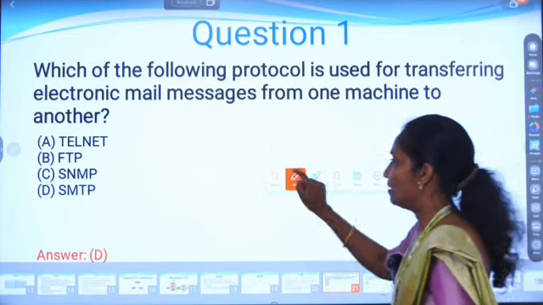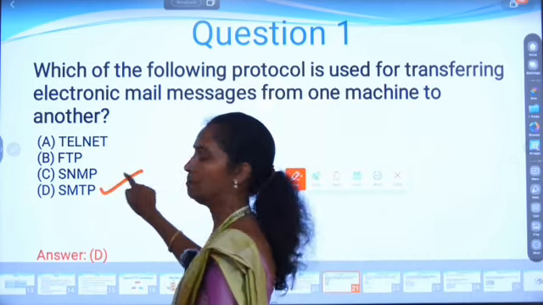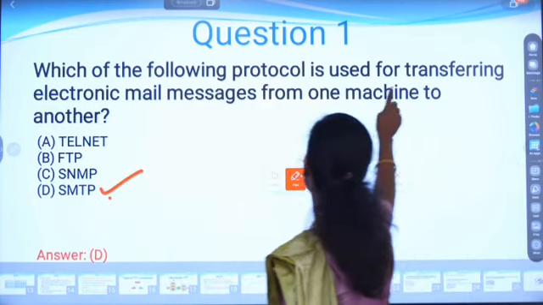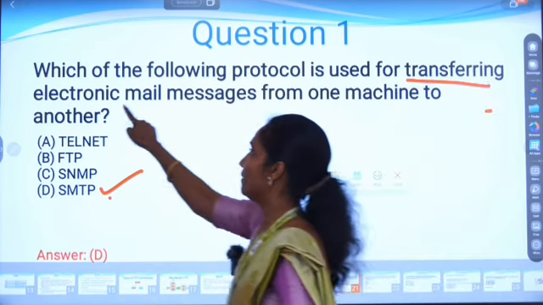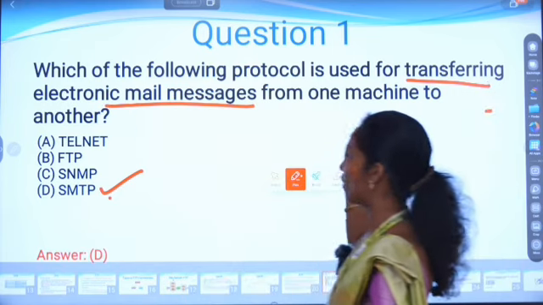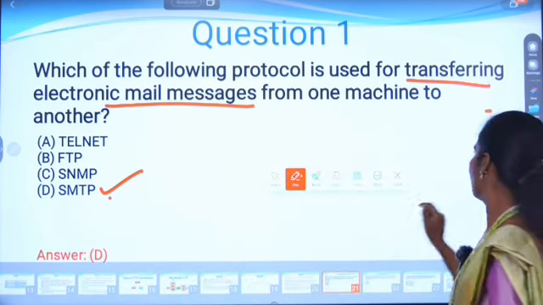So the answer for the first question is SMTP, because this one is used for transferring the electronic mail messages from one machine to another machine.